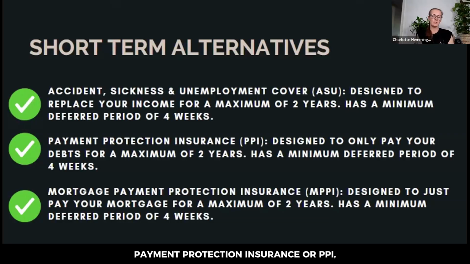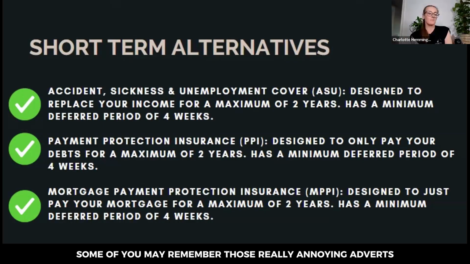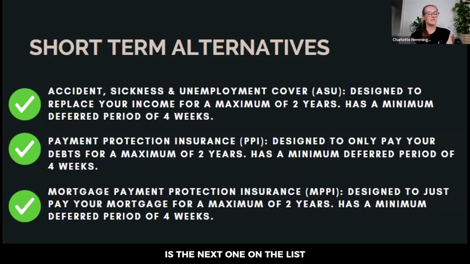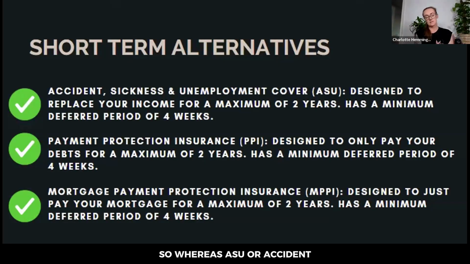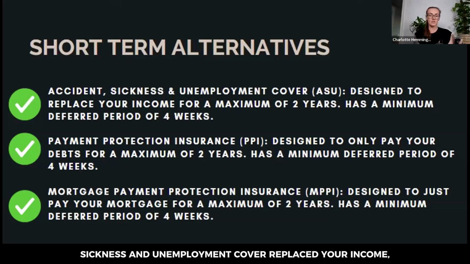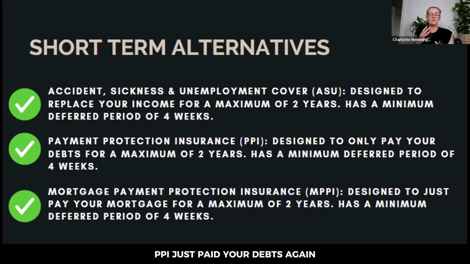Payment protection insurance, or PPI, some of you may remember those really annoying adverts, is the next one on the list. This is similar, except instead of replacing your income, it will just pay your debts for a maximum of 2 years. So whereas ASU, or accident, sickness, and unemployment cover, replaced your income, PPI just paid your debts. Again, maximum of 2 years with a minimum 4-week deferred period. Because it's likely to pay out less, it is a cheaper product.